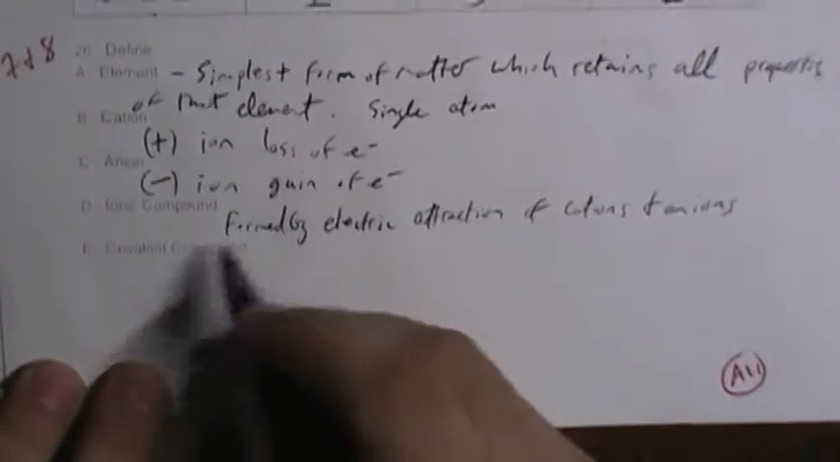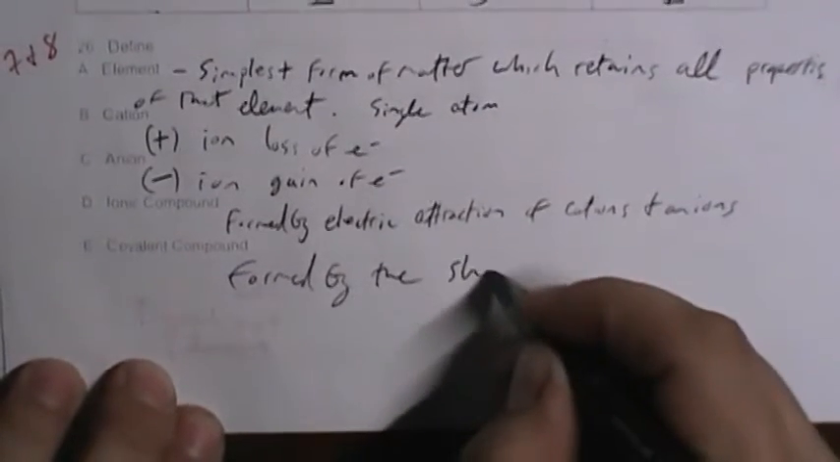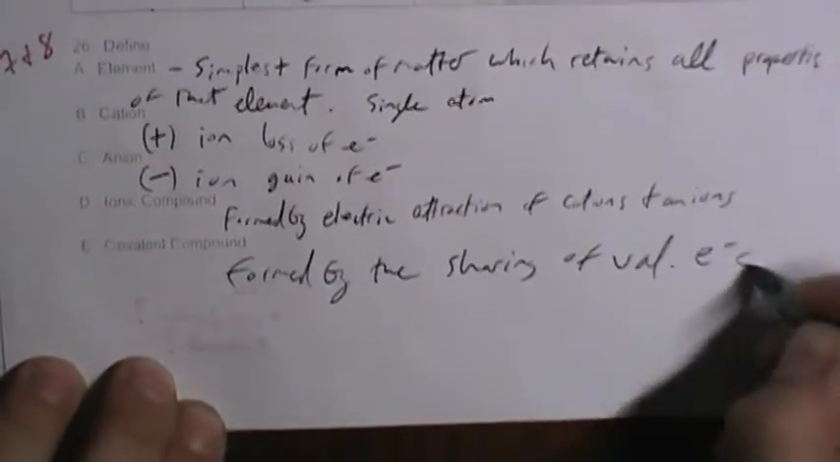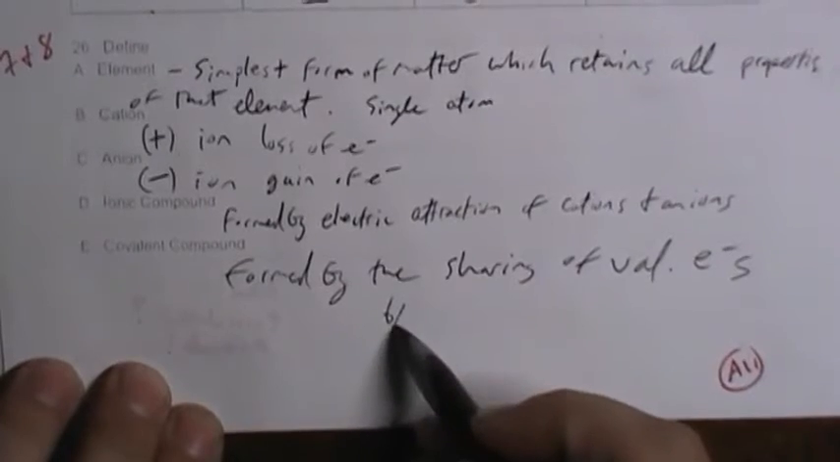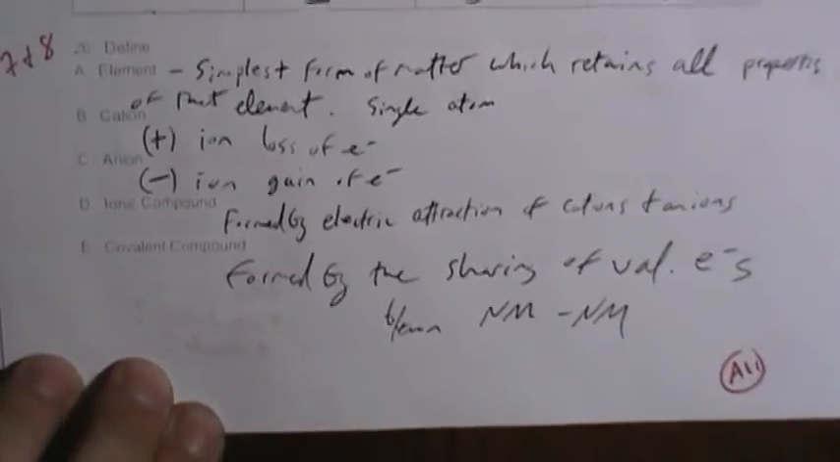Covalent compound formed by the sharing of valence electrons. And this occurs between non-metals. Okay?